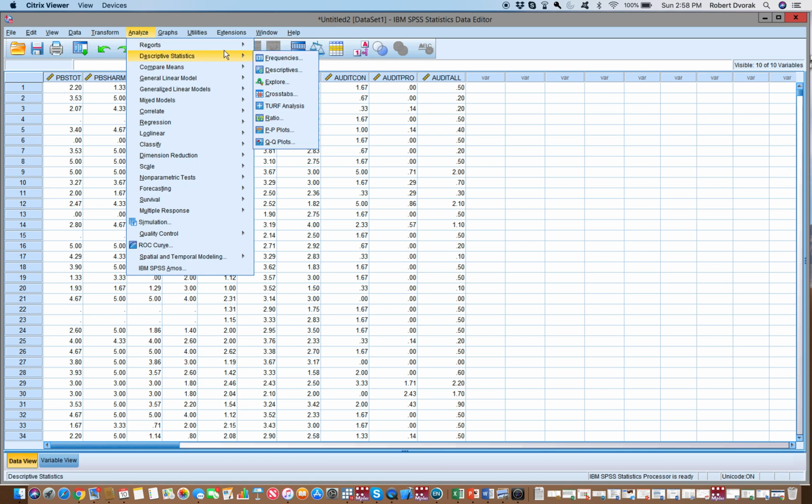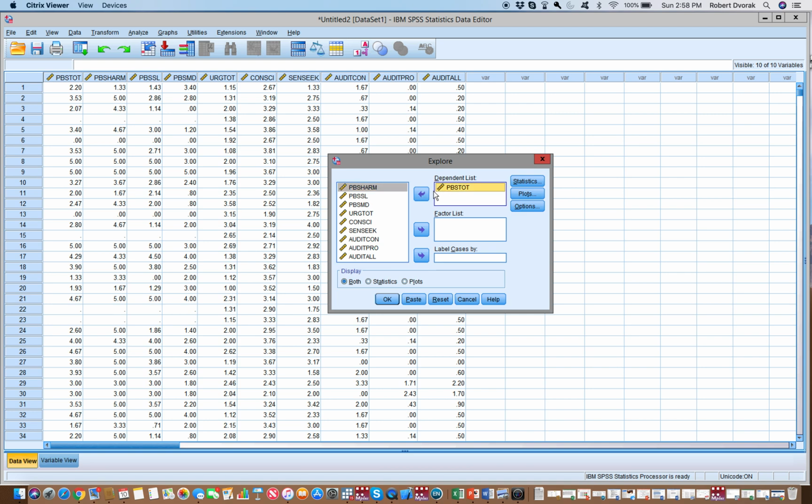So we're going to go to analyze, descriptives, explore, and let's look at PBS total, and let's look at conscientiousness.